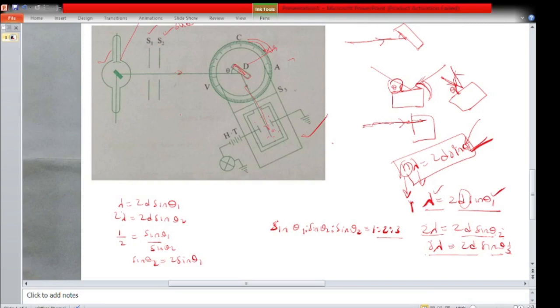And hence, by measuring the glancing angles theta, the different angles at which reflection occurs at different orders, we can determine the interplanar spacing by knowing the X-ray wavelength.